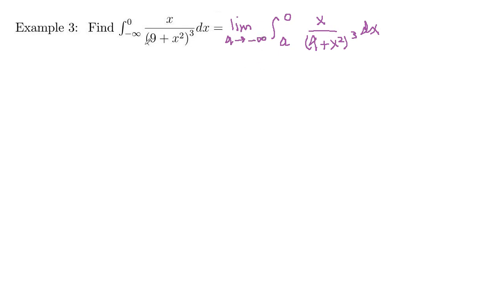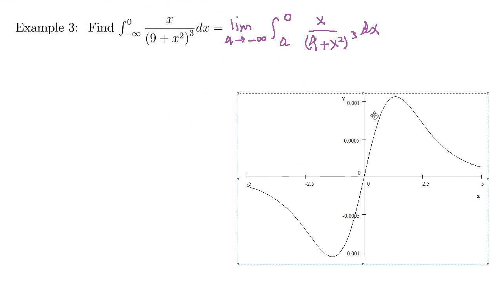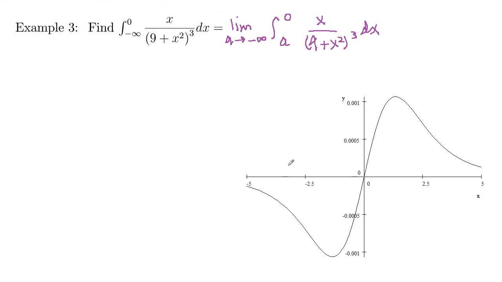So if you sketch the graph of this function, it looks like this. So what we're doing is we are integrating starting at 0. We're going out to a negative number a. We're finding that area, which is a finite area, and then we're letting that a approach minus infinity. And we're seeing if that infinitely long strip on the negative side is going to be finite or not.